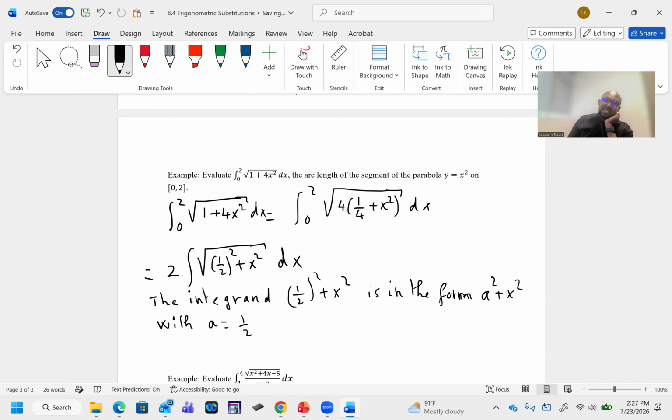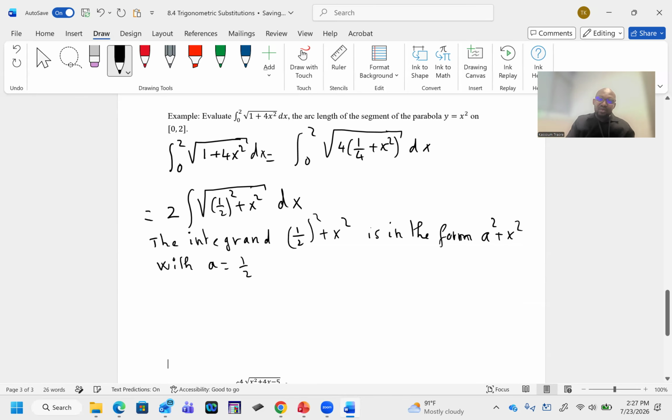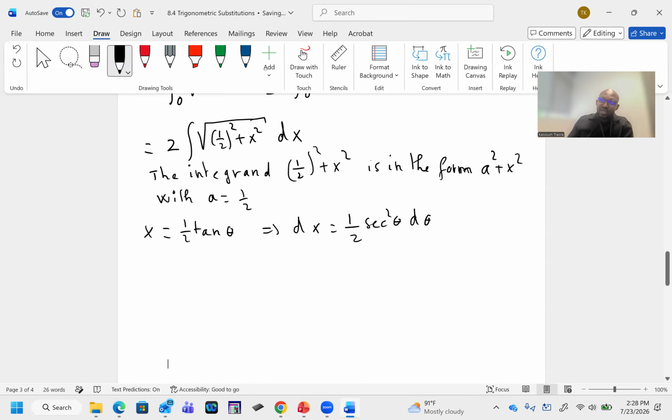So for that being said, which substitution are we going to use? It is in the form of a squared plus x squared, so we'll be using x is equal to 1/2 tangent theta. Which means dx would be 1/2 secant squared theta d theta. So let's replace this one quickly. I'm not going to use the limit of integration until the end, okay?